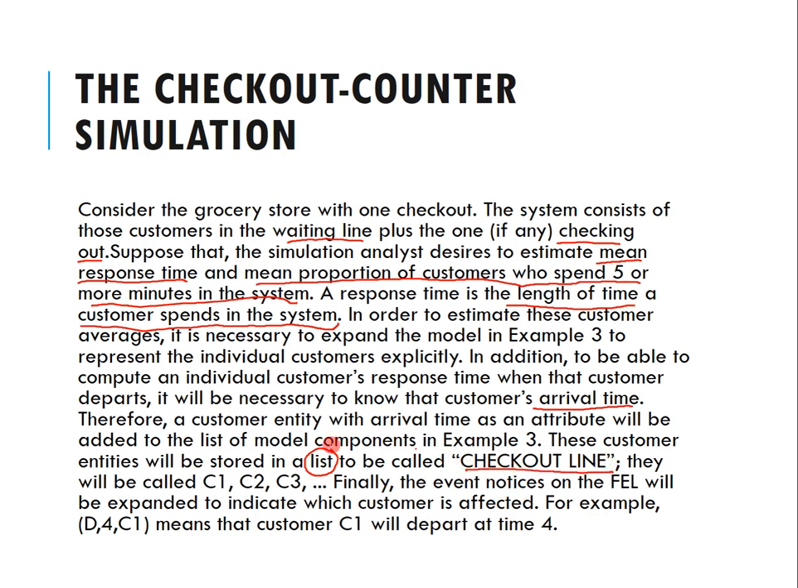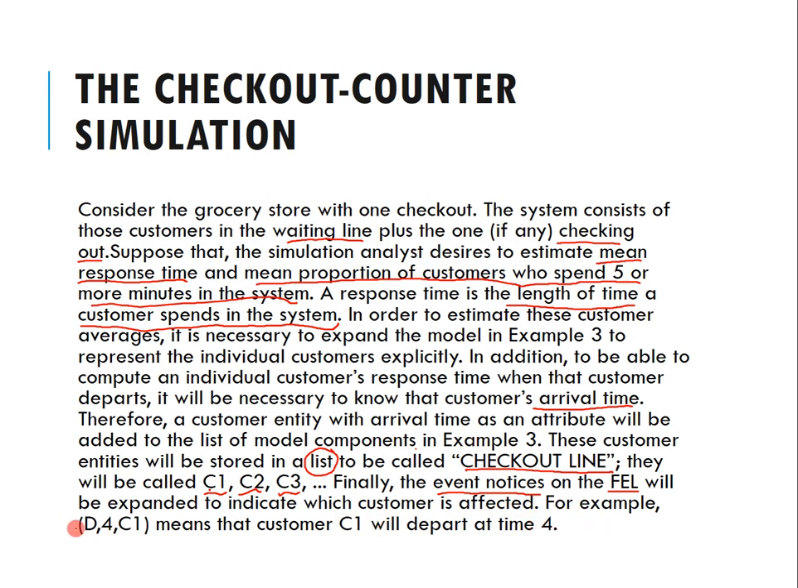So this is a list that contains all the customers in that checkout line. Checkout line means the line for the customers to wait. The customers will be labeled as C1 for customer 1, C2 for customer 2, C3 for customer 3, and so on. Event notices on the future event list will be expanded to indicate which customer is affected. Later we will go through an example.